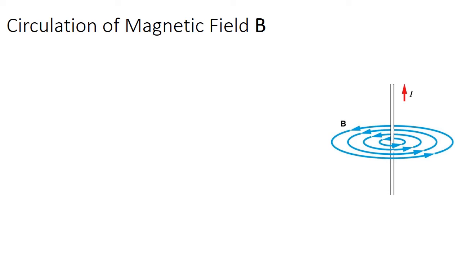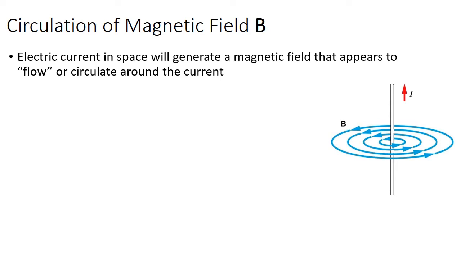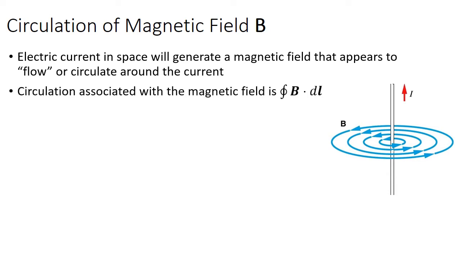Now let's talk about the circulation of the magnetic field. When an electric current is moving in a line, a magnetic field is generated that appears to circulate around the current. This circulation is defined mathematically as the line integral of the magnetic field around a closed path. The circulation of B, the magnetic field, combines the strength and direction properties of the magnetic field around a directed closed loop in space into one scalar quantity.